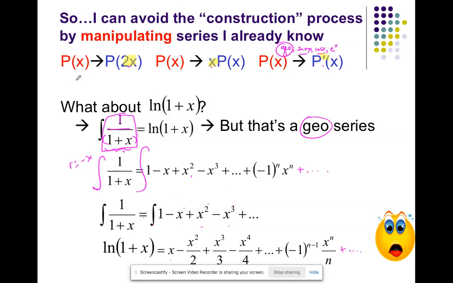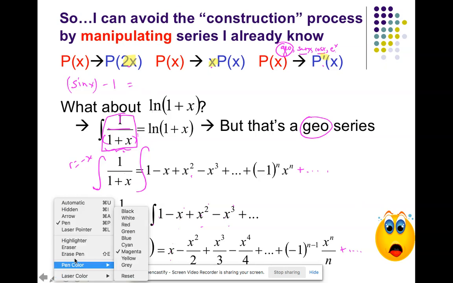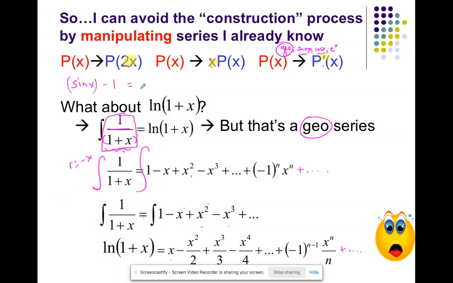I want the polynomial series for sine of x minus 1. Sine of x minus 1, I want the polynomial series representation for that. Well, write out the polynomial power series representation for sine of x, which is what? X minus odd powers over odd factorial. Alternate the signs. Minus 1.